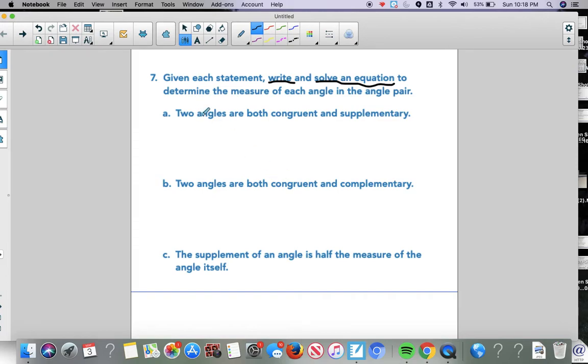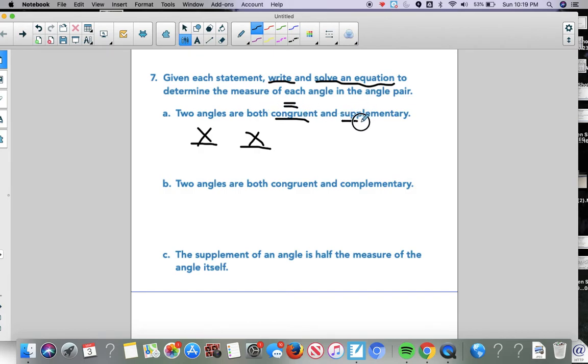So here we go. It says two angles. All right, so here's an angle and here's an angle. And it says both are congruent. This word right here, congruent, tells me that they are equal or they are the same. So if I call angle 1 x, that means angle 2 has to also be x. And it says that both of these are not only congruent, but they're also supplementary.